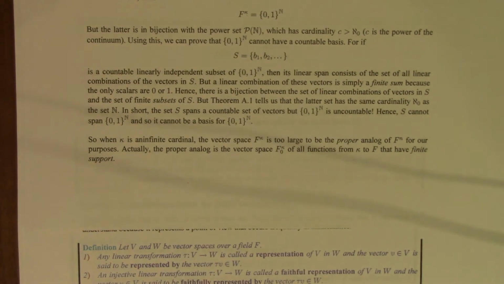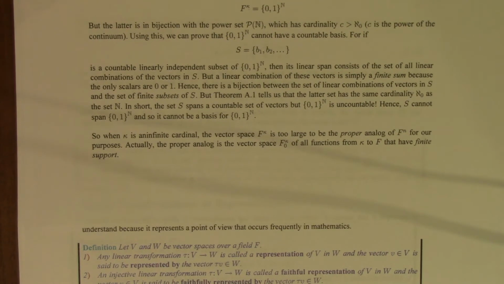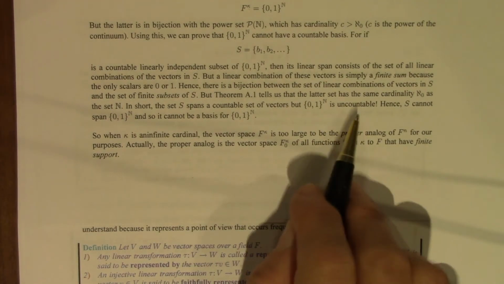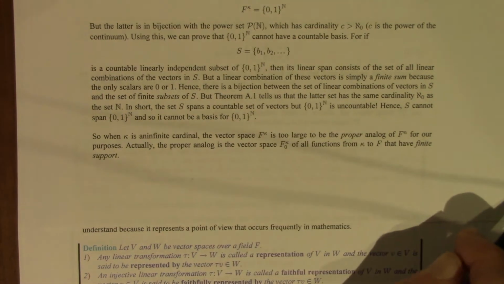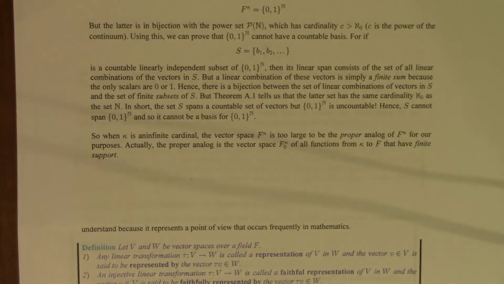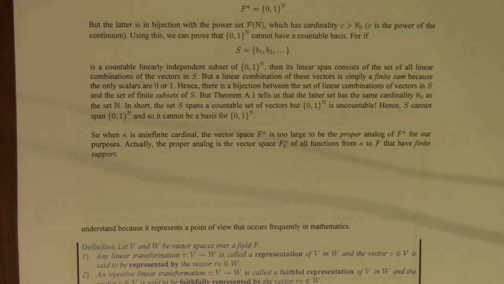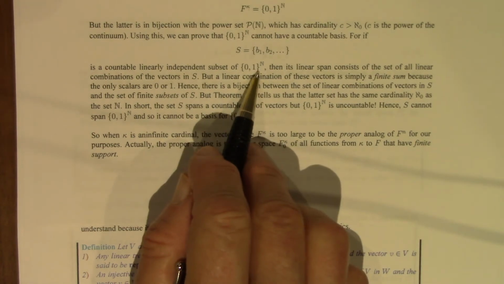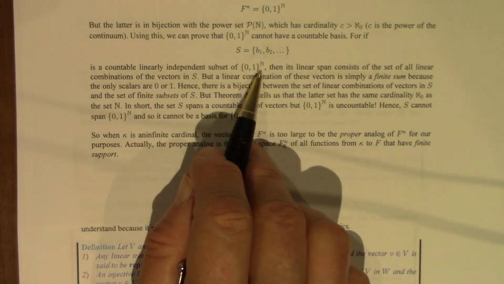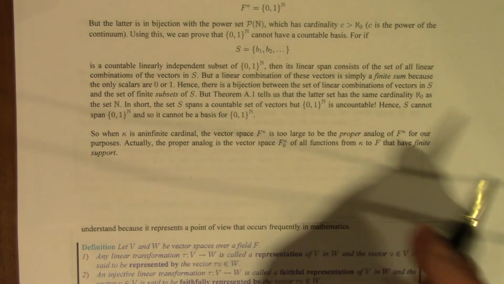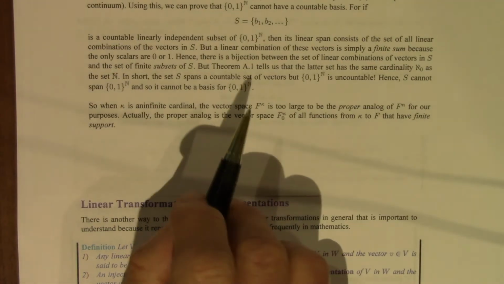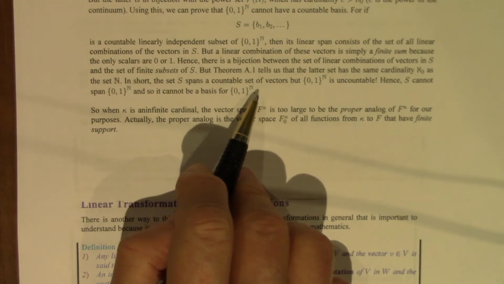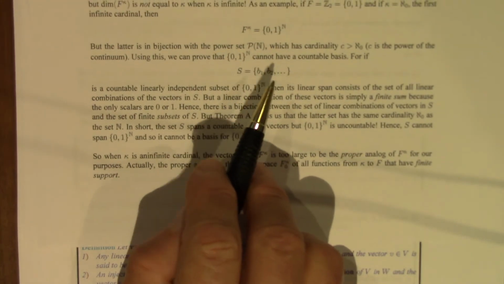So in short, S spans a countable set of vectors, but the vector space is uncountable, of the power of the continuum. So S cannot span all of the vector space and therefore cannot be a basis. So this vector space has uncountable dimension. And that's why it is not suitable.